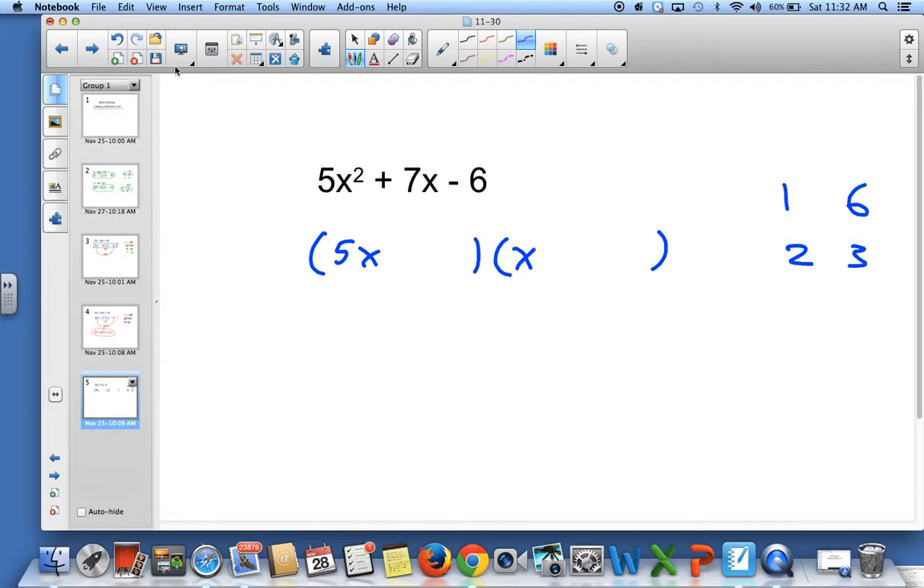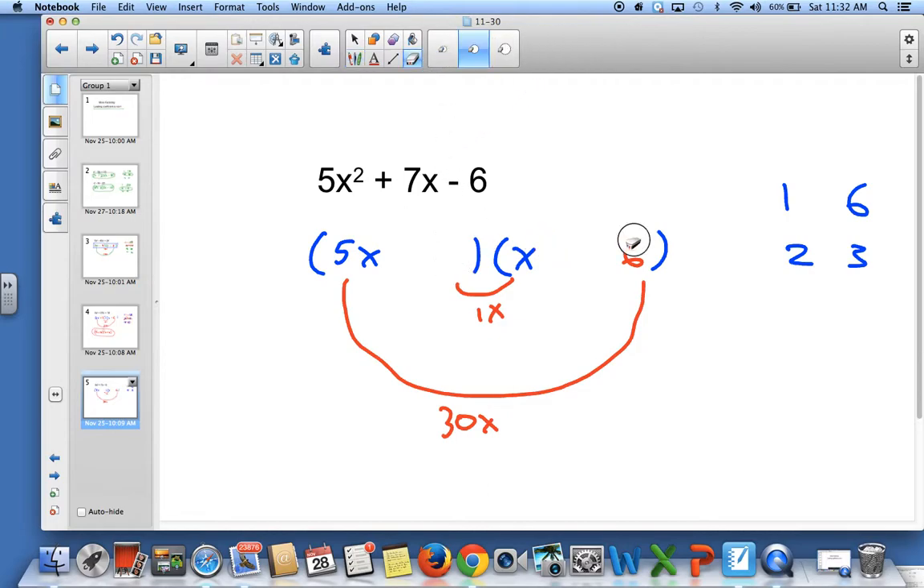We'll try to start with 1 times 6. So I'll say 1 and 6. And this number here is going to be 30x. And this is 1x. And now instead of adding to get 7, they have to subtract to get 7. But even so, 30 minus 1 is 29, not 7. So that's out. So now we're going to go through the next step, which is to switch the x and the y.